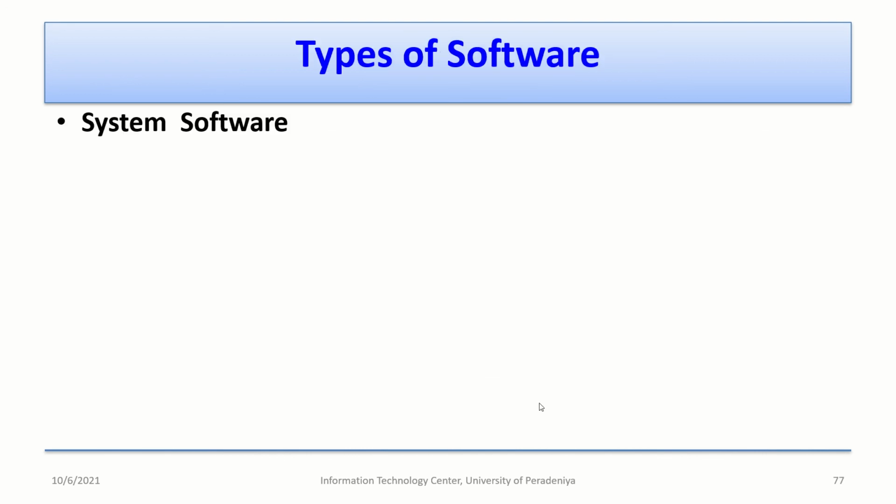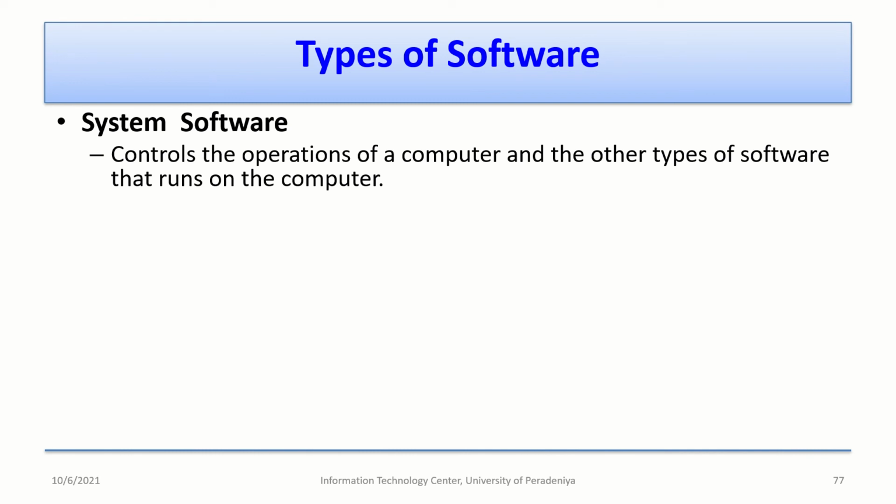So, system software. What is system software? Any software which controls the operation of the computer and the other types of software that run on the computer is called system software. By using system software, we can control the operation of the computer, and at the same time we can control the other types of software which are running on the computer.